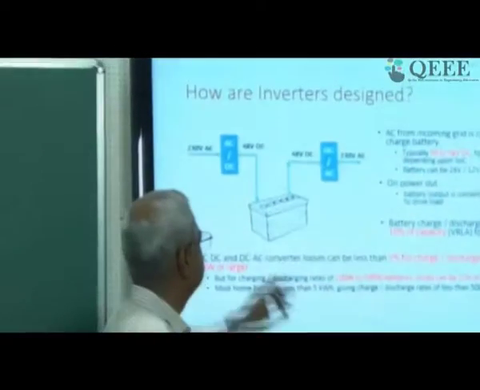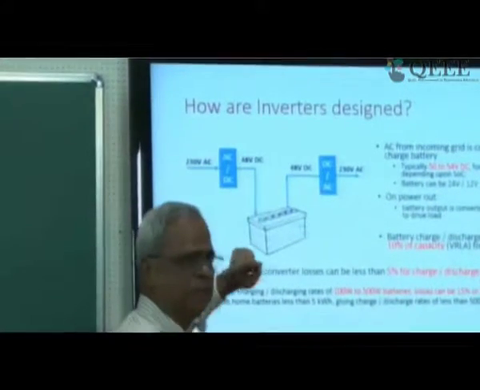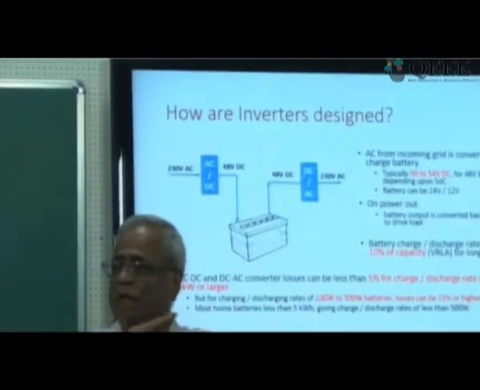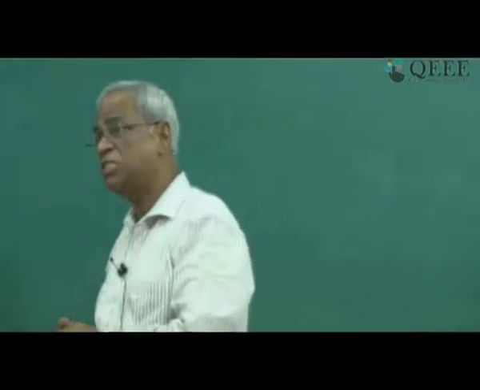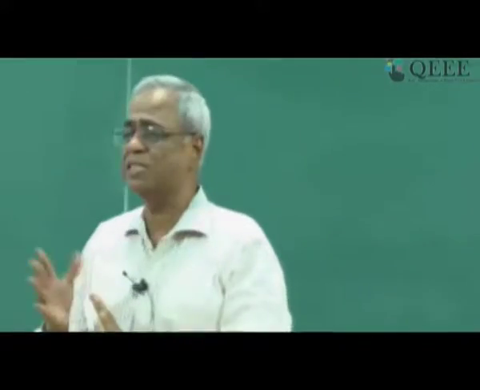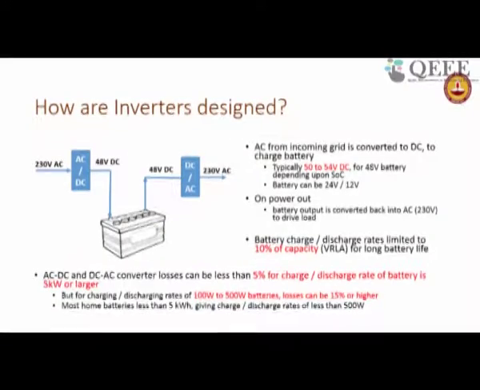what are the losses? There are losses in the AC to DC converter. There are losses in the battery because you are converting electrical energy into chemical energy, and there are losses in the DC to AC converter. If you have a charging rate of 5 kilowatt, then the losses are only 5%. But for a charging rate of 5 kilowatt, you have to have a 50 kilowatt hour battery, and hardly anyone has that.